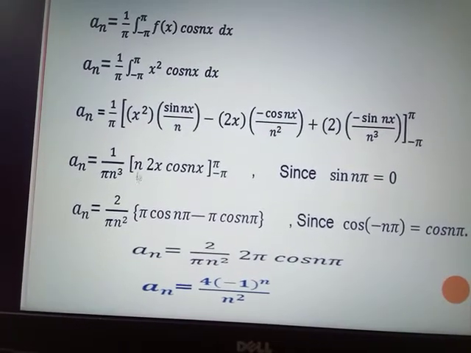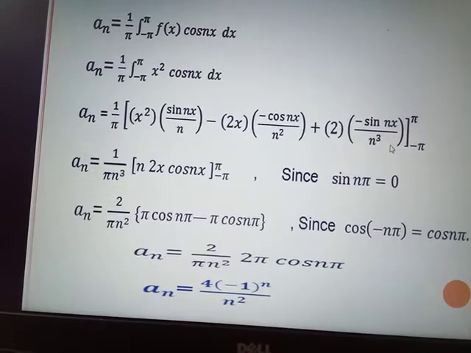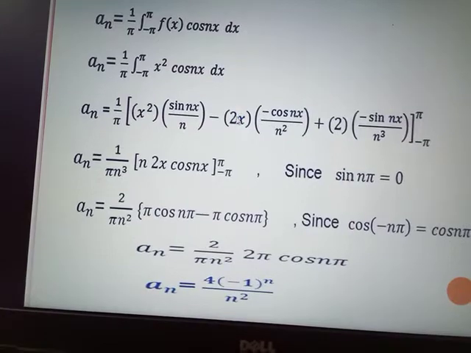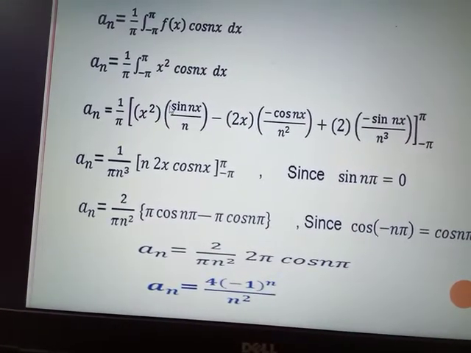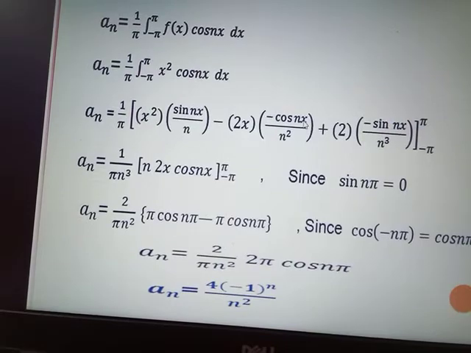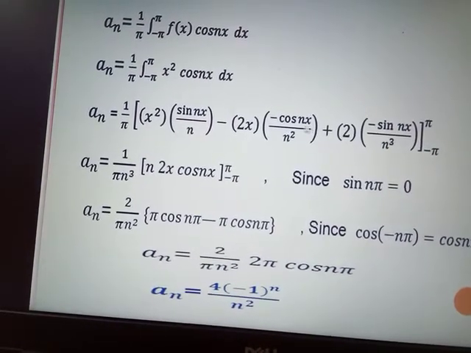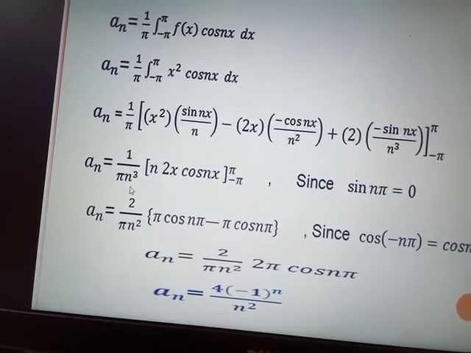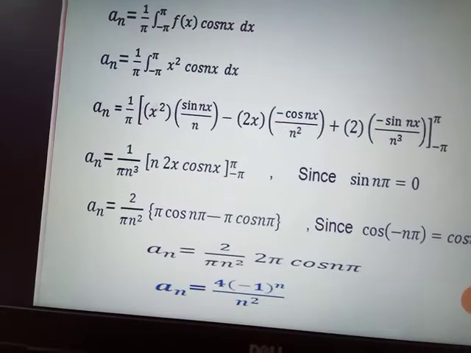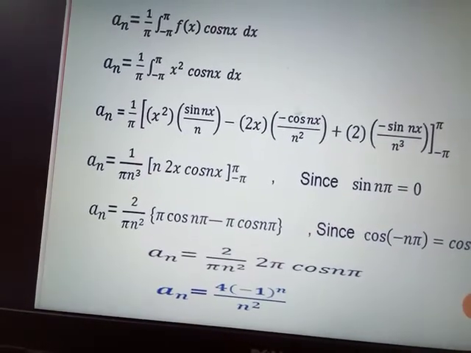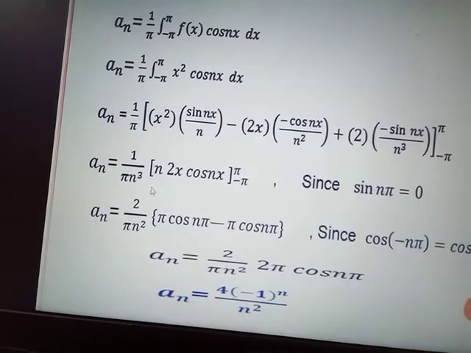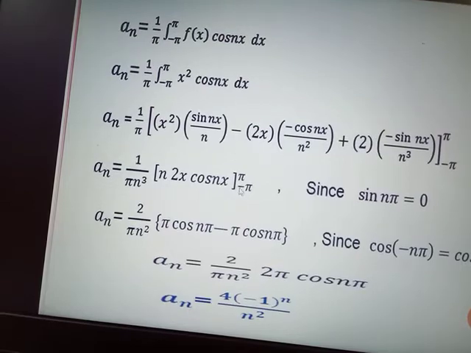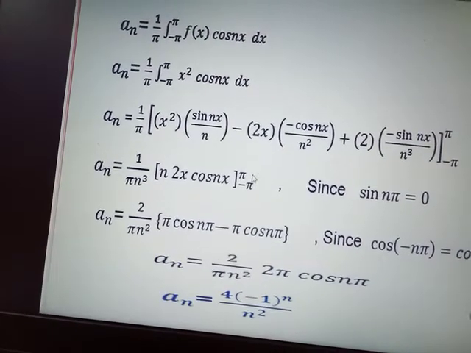So that an is equal to, and before that we have to take n cube common in these three terms. When we take n cube common, the coefficient of n sin nx will be n square and the coefficient of minus cos nx will be n. According to that, an is equal to 1 by pi n square. I am taking n square common from all these three terms and multiplying the middle term by n. We get n into 2 pi cos nx, limits from minus pi to pi.